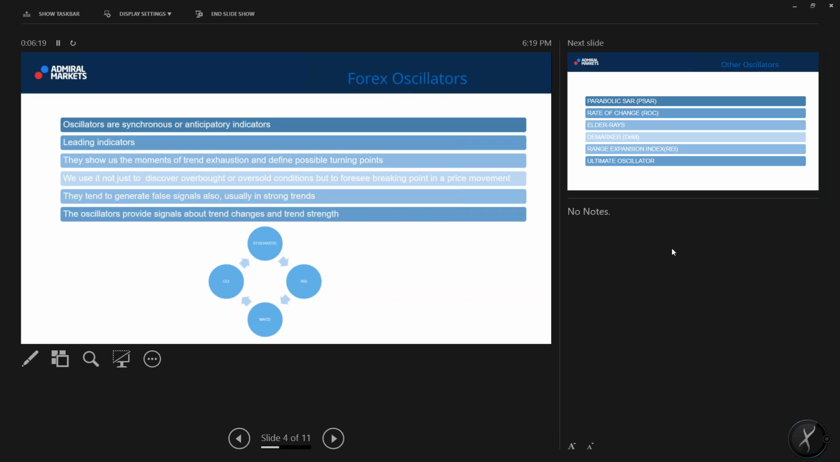Okay, so about oscillators, we can say that they show us the moments of trend exhaustion and refine possible turning points. As with all oscillators, you will probably see some levels such as 60, 80, 30, 50, and usually when price is close to a certain level and it's making a U-turn, we say it's a buy or a sell signal. Well, sometimes we use oscillators as buy or sell signals, but often we can also use oscillators to give us some range where price should be or should not be traded.